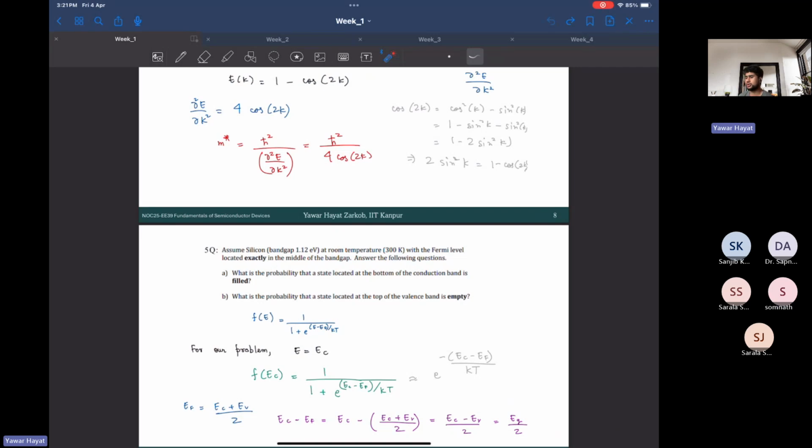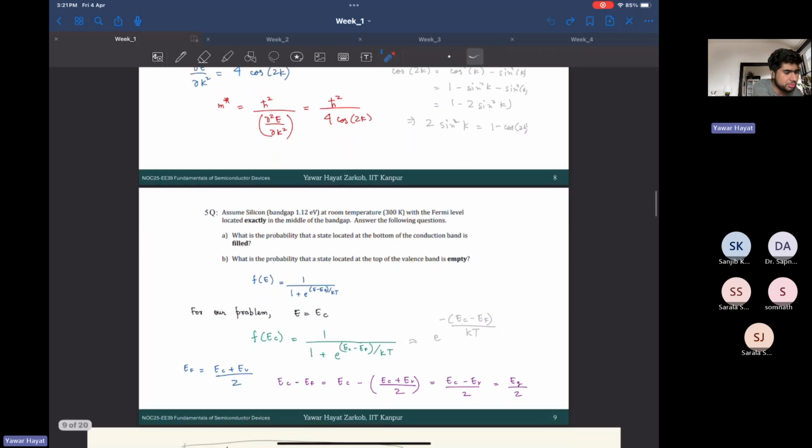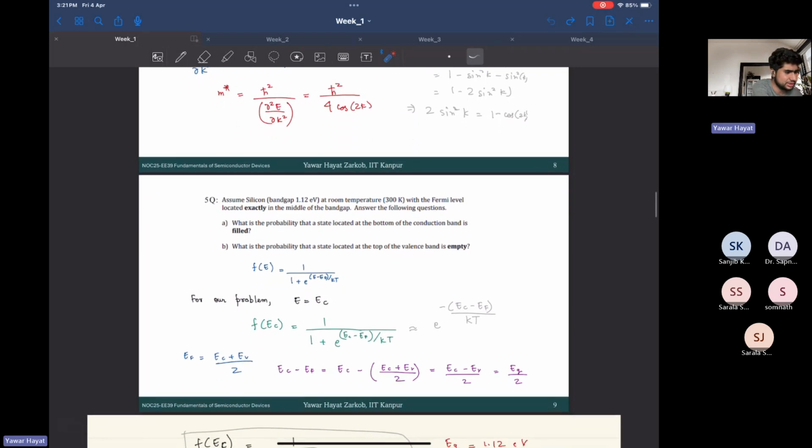Yeah, I got it. So assuming the silicon band gap at room temperature is 1.12 electron volt, with the Fermi level located exactly in the middle of the band gap, you need to answer the following question. What is the probability that the state located at the bottom of the conduction band is filled?